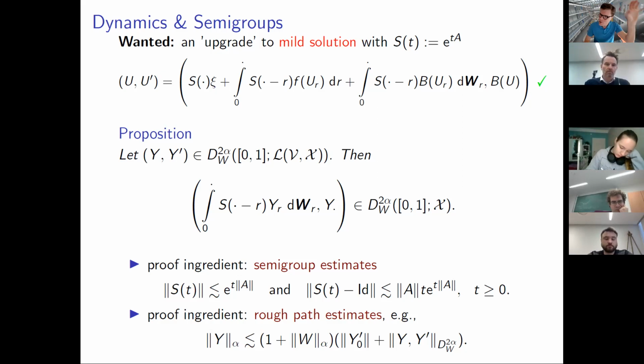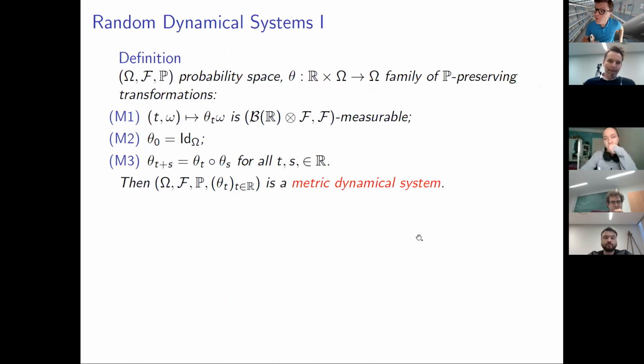On the left-hand side, there should be something. On the right-hand side, there should be the same object, and it should map within the space. So here are the first glimpses of why you could hope that a rough path proof for a center manifold could work. Good. Right. So third ingredient.